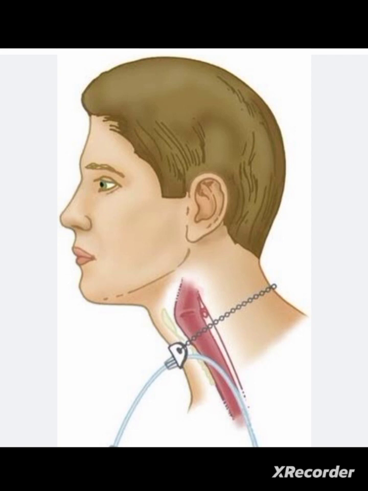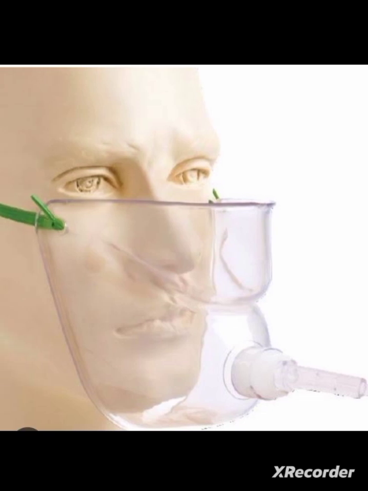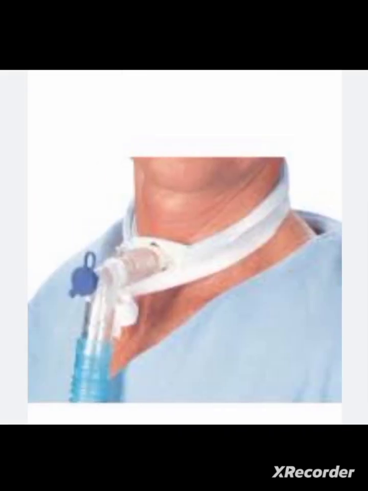Next one, face tent. A face tent is ideal for providing moderate to high density aerosol. We use this face tent for high density aerosol, and the O2 concentration administered varies with the flow rate. Next one, tracheostomy collar. Here the collar can deliver high O2 and high humidity via the tracheostomy. In a tracheostomy collar, we are already giving O2 via the tracheostomy.